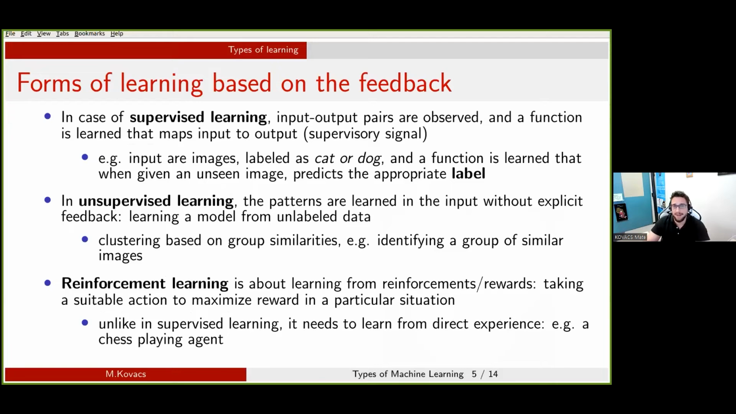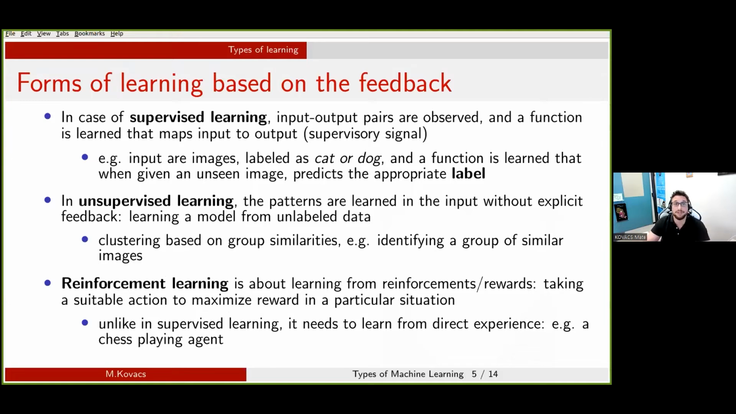There are three main types of learning based on how the system learns. So what is the feedback, basically? The first one is supervised learning, where input-output pairs are observed and the task is to learn a function that maps an input to an output. We call this a supervisory signal.